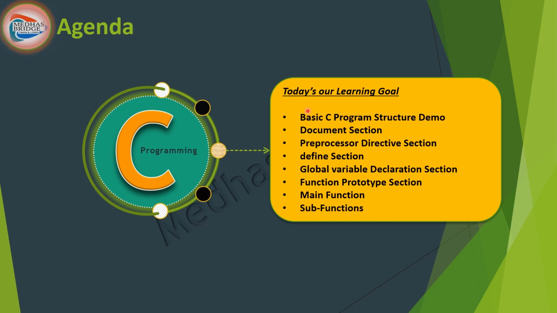Today our learning goal would be understanding the basic structure of a C program: the document section, preprocessor directive section, define section, global variable declaration section, function prototype section, main function, and subfunctions. Let's see a demo.